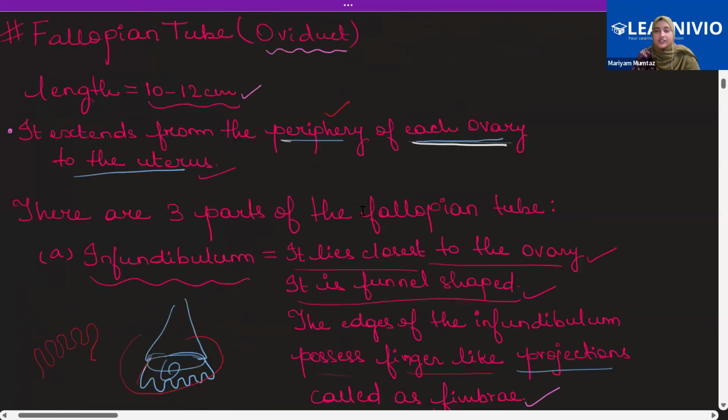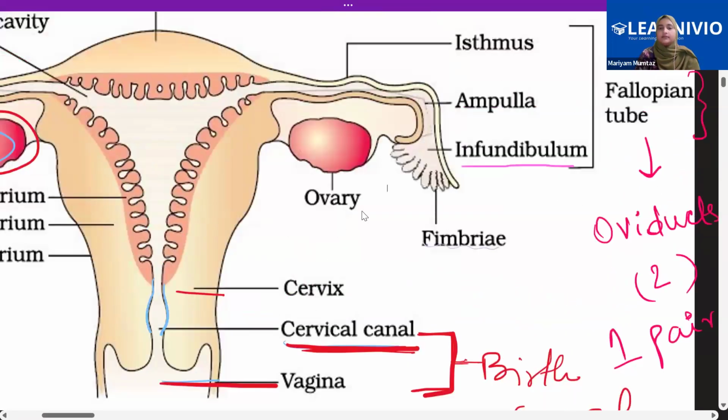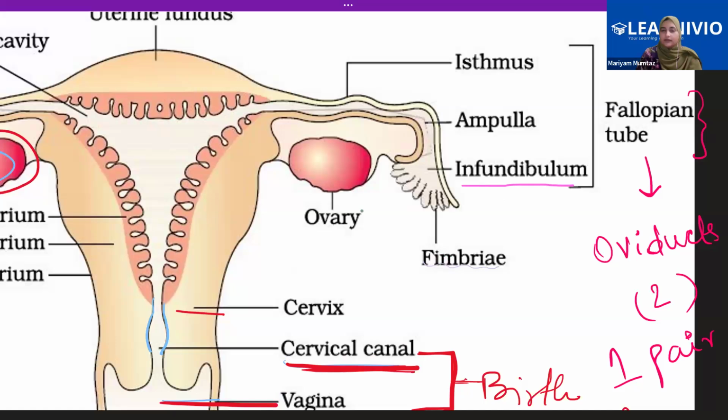Now, if you see in this picture, the egg will be released over here. It will be collected by the fimbriae. Then it will go into the wider portion, that is the ampulla. Then to the narrower portion, that is the isthmus, which will ultimately open inside the uterus.